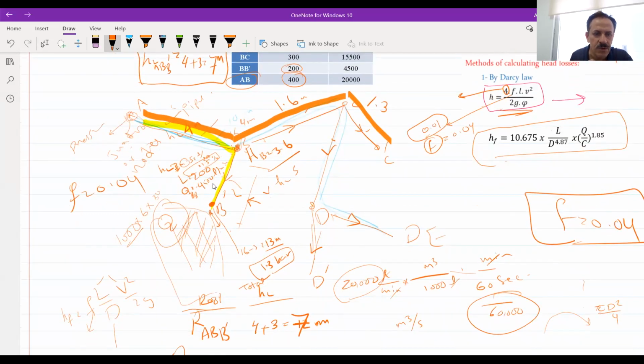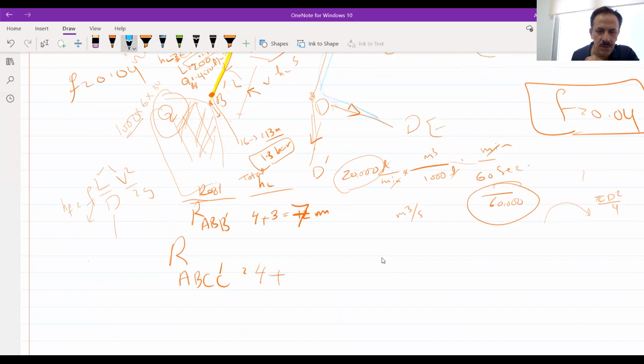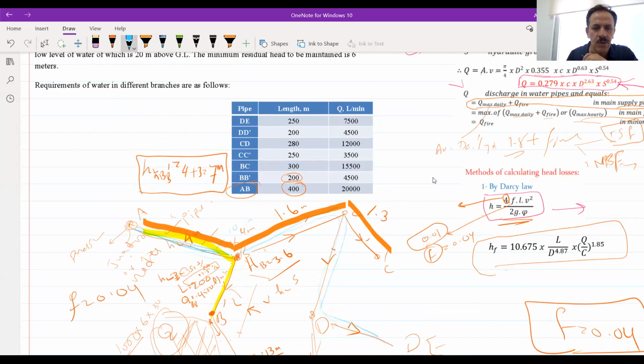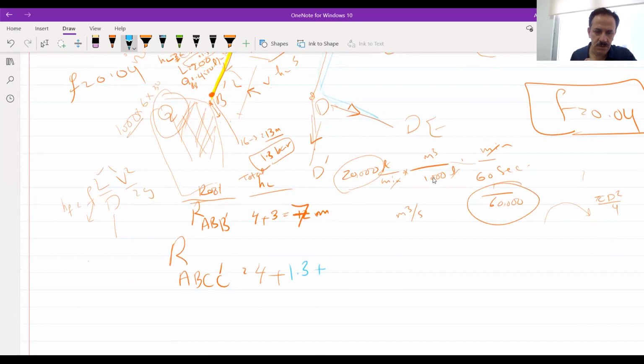It's equal to 4. And by the way, I don't know why in the lecture notes it's written 2. You have to check that one. It's equal to 4 plus 1.3 plus 1.6, 1.3. Now, how much will the total head loss be in that route? 6.9 meter. Right?